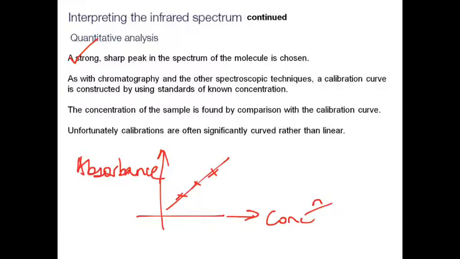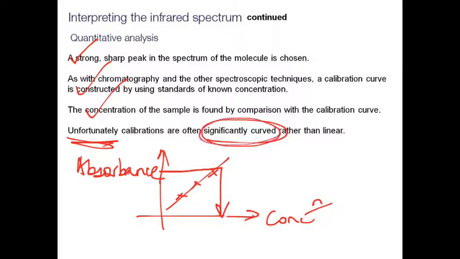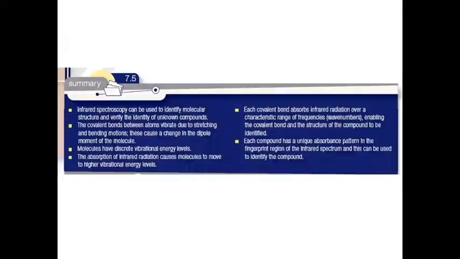These are known concentrations, of course. When you get your sample, you get the absorbance and you read it off, and Bob's your uncle, you've got the concentration. So that's how they do it, but I have never even seen a question on quantitative analysis using IR, as I say. Now, what do they say here? Yes, that's what we just said. The concentration of the sample is found by comparison with the calibration curve, yes, but look at this. Unfortunately, the calibrations are often significantly curved rather than linear, so that's a little bit tricky, isn't it? So probably that's why they don't ask you any questions on the quantitative side of IR.